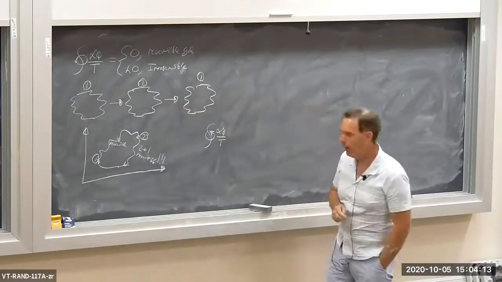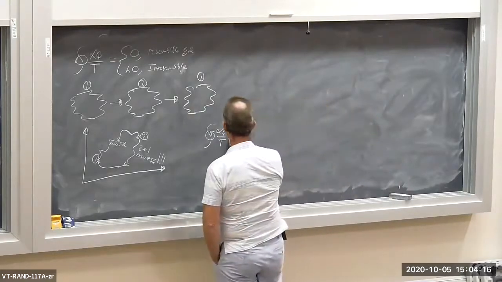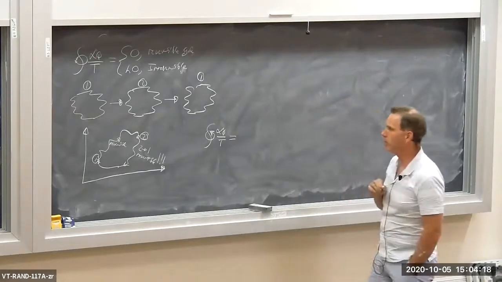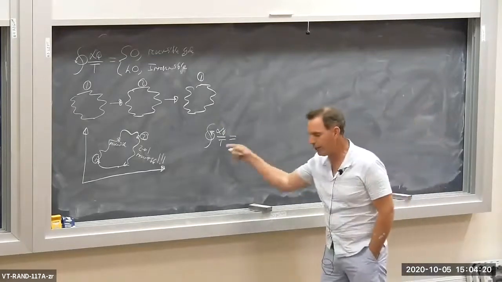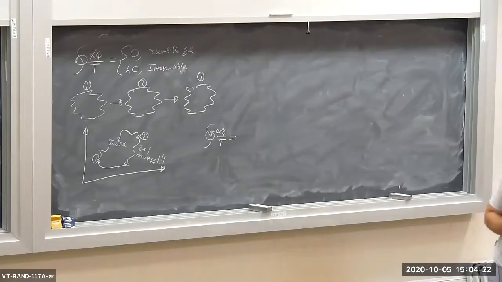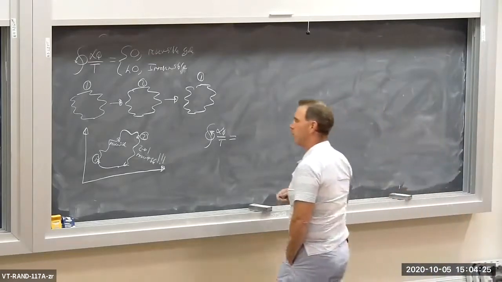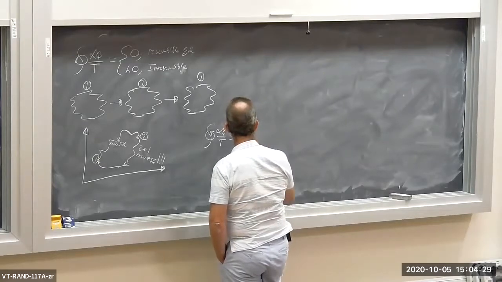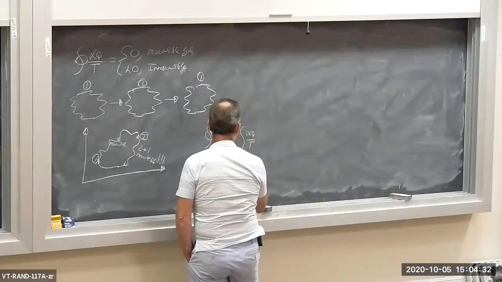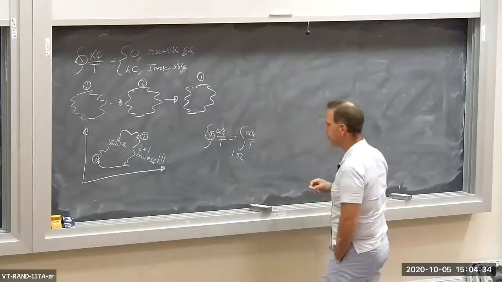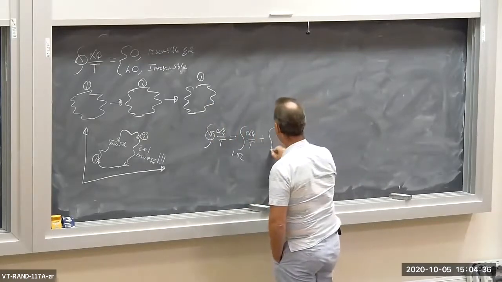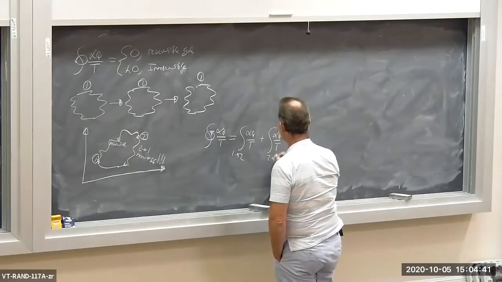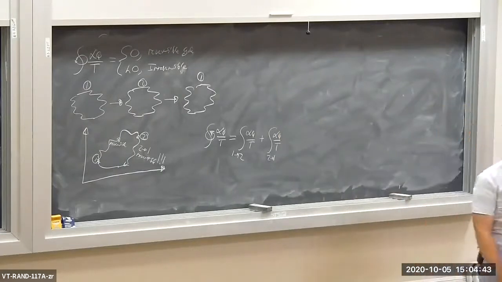Okay? Now I'm going to write the Clausius integral. Let's break it up into process 1 to 2 and 2 to 1. So this is the integral of del Q over T from 1 to 2, plus the integral of del Q over T back to 1. All right?